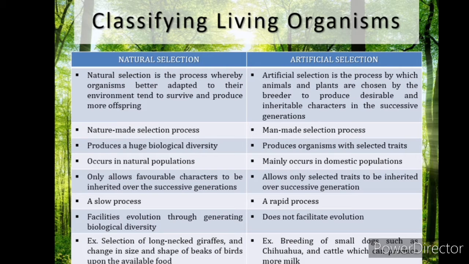What systems can be used to classify organisms? There are two ways to classify living organisms. We have natural selection and the artificial selection. Here are the differences between natural and artificial selection.